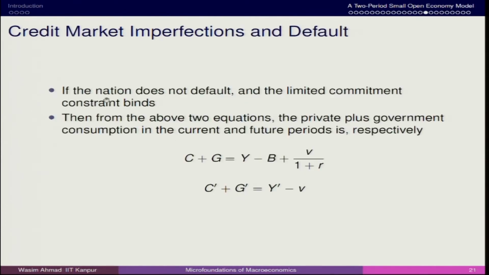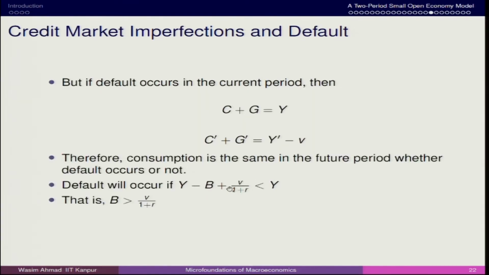Now, this is how it looks. If the nation does not default, the limited commitment constraint binds. If it defaults, then you have the scenario. So, private plus government consumption in the current and future periods will be like this: C plus G is equal to Y minus B plus the default. If I simplify this further, what we get is this particular part.